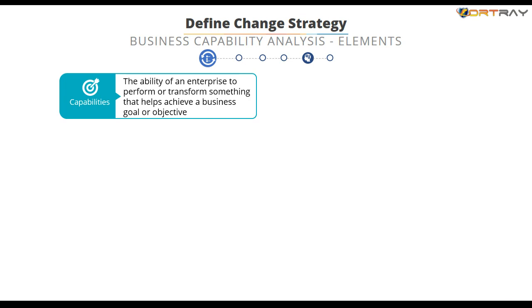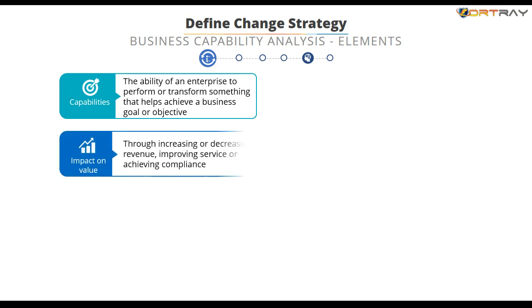Capabilities are the abilities or characteristics of an enterprise to perform or transform something that helps achieve a business goal or objective. How do capabilities impact value? Capabilities impact value through increasing or decreasing revenue, improving services, achieving compliance, etc. Though, note that not all capabilities have the same level of value.